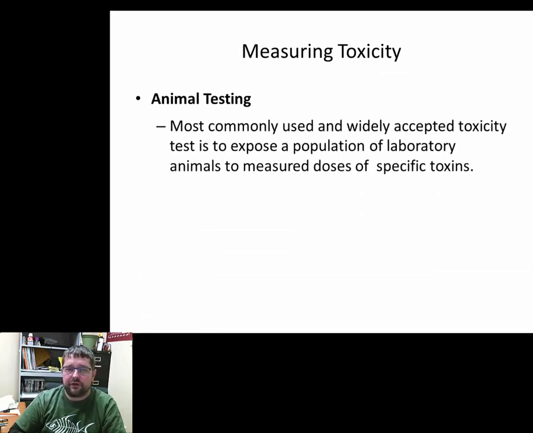So how do we measure toxicity? Like I said before, first off, we do a lot of animal testing. Whether this be good, bad, indifferent for individuals. Now realize that animal testing is done on animals that are bred for the animal testing. So we breed mice, we breed rats, we breed frogs, insects, different things for the testing purpose.